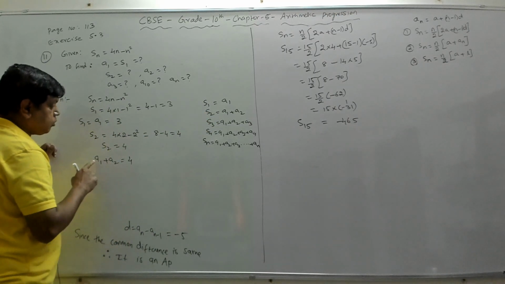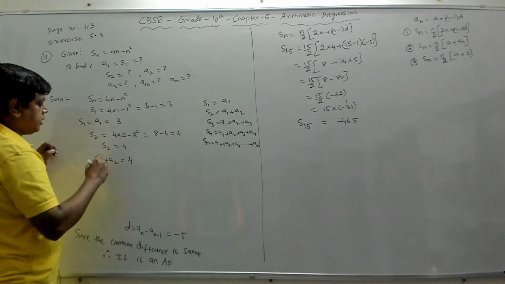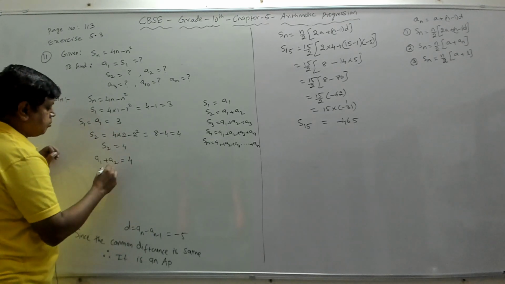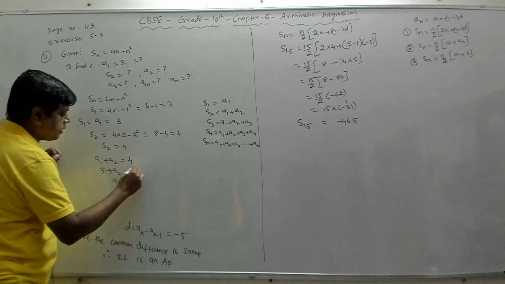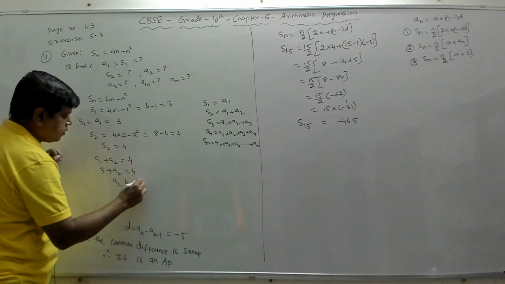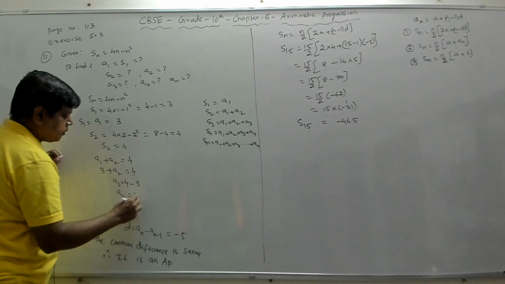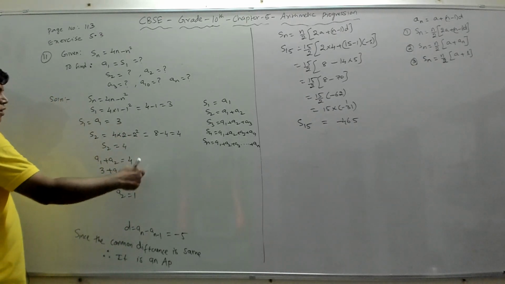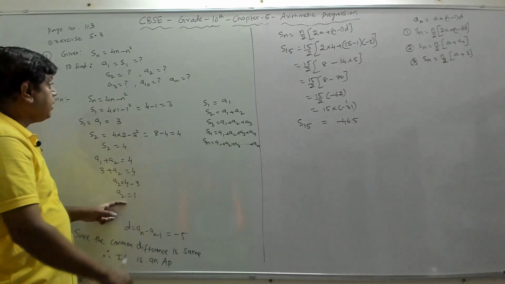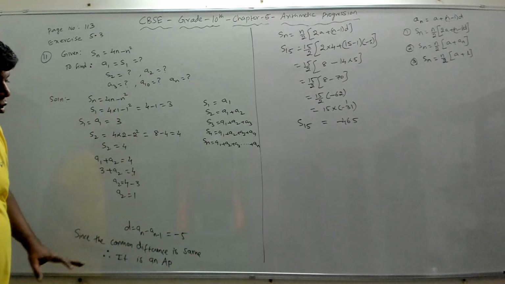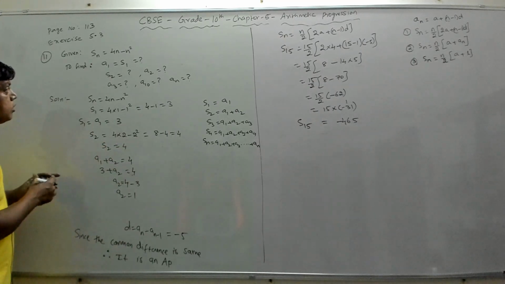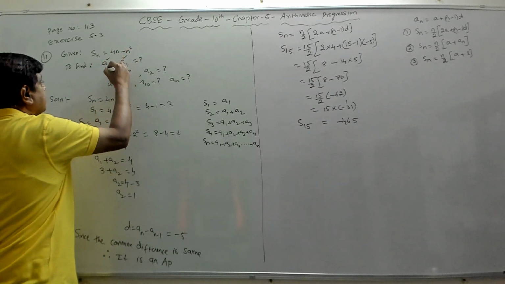S2 is A1 plus A2, and we know A1. A1 is 3. So 3 plus A2 equal to 4. So our A2 becomes 4 minus 3. So our A2 is 1. And 3 goes to the other side because minus 3. So A2 is 1, which means the second term is 1. So we have found the second term also, which is A2. And also we found the sum of first two terms, which is 4.